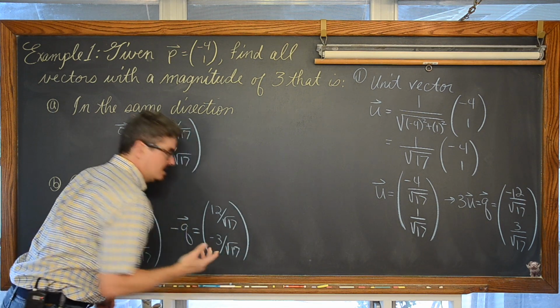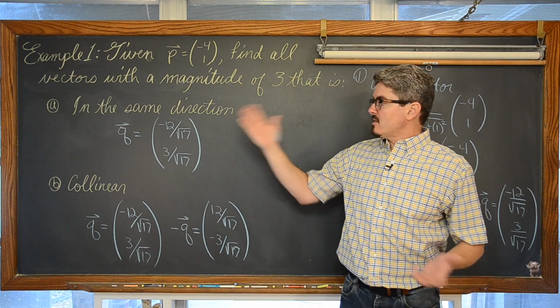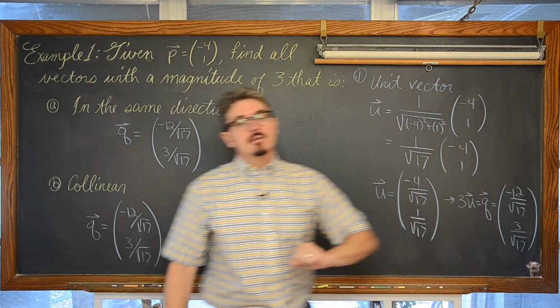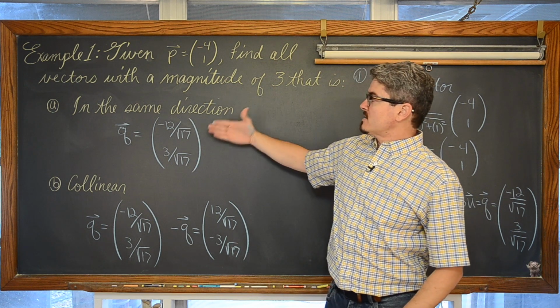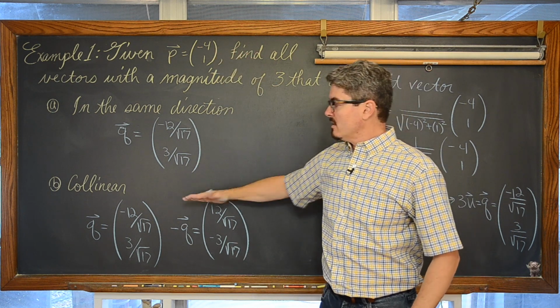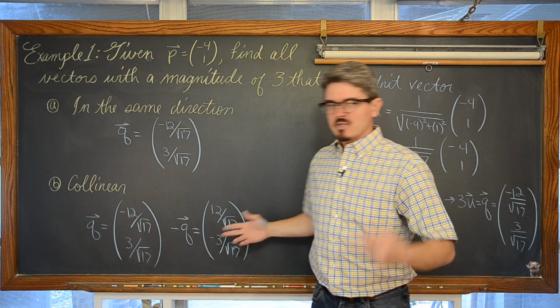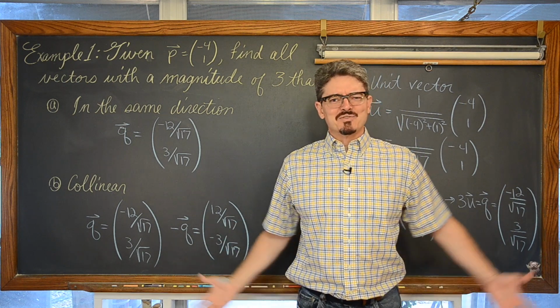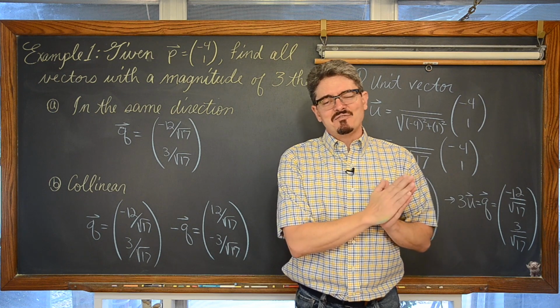So as long as you're just dealing with numerical values, that's all there is to finding unit vectors and finding all vectors that go in the same direction as a given vector. Or, for all the collinear vectors, there are going to be 2 of them, as long as the magnitude is at a fixed value.